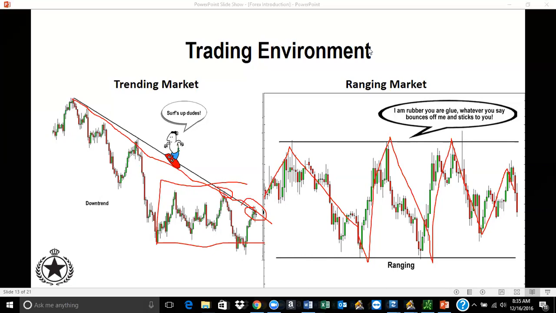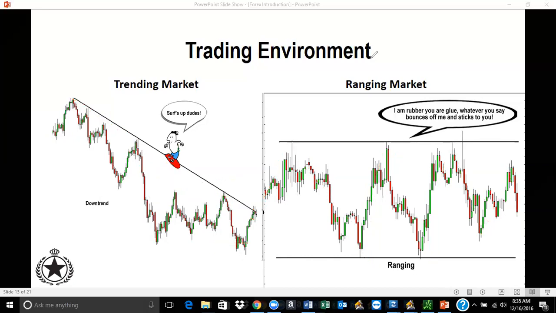As a trader, you have to understand the sentiment of your pair. That's what we mean when we say the sentiment. The sentiment of this market in this area is a ranging market. The sentiment over here is trending downward, a downtrend. Surf's up, dude. Ride it down. That's a nice ride.